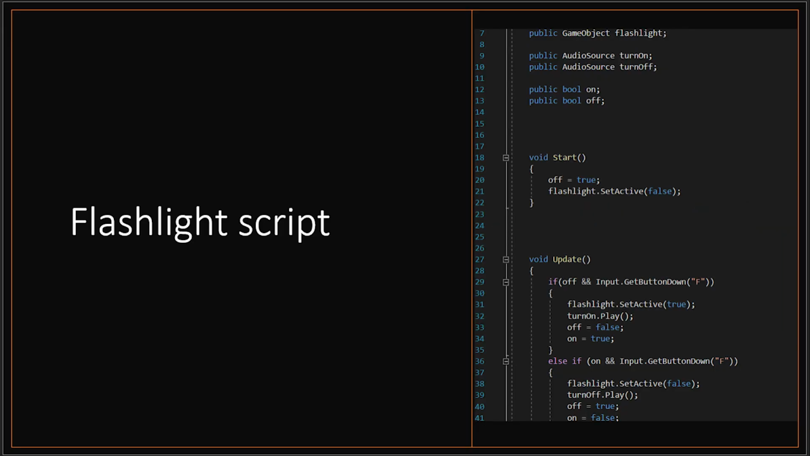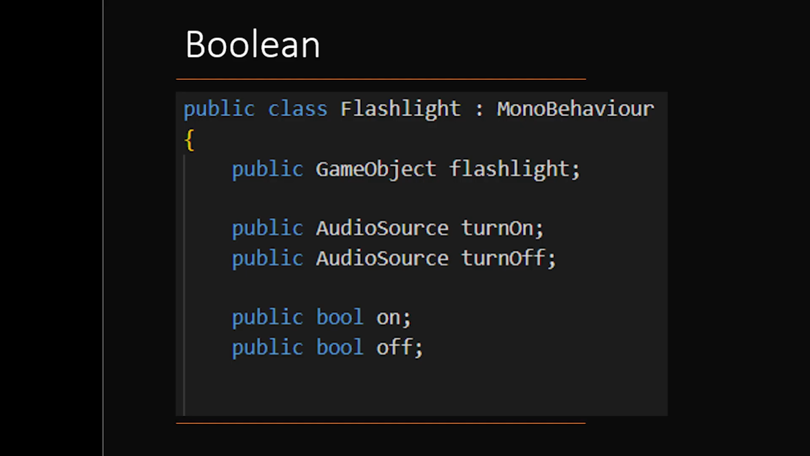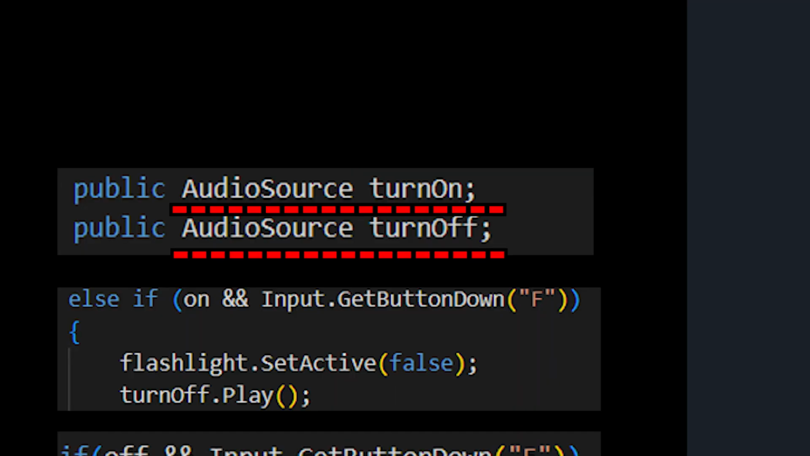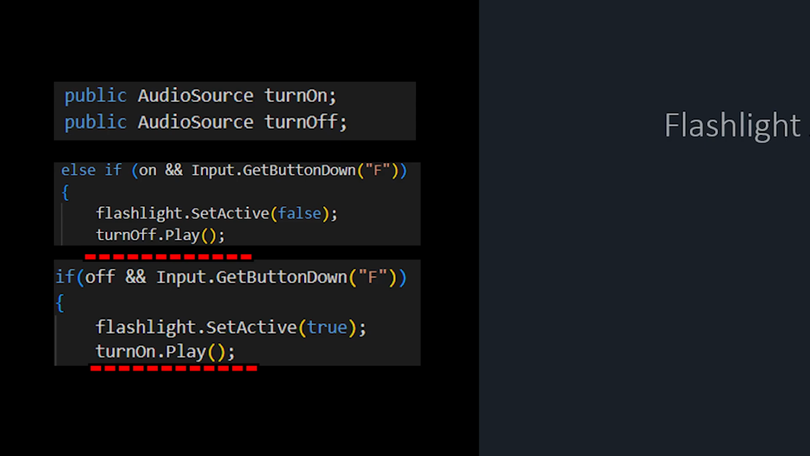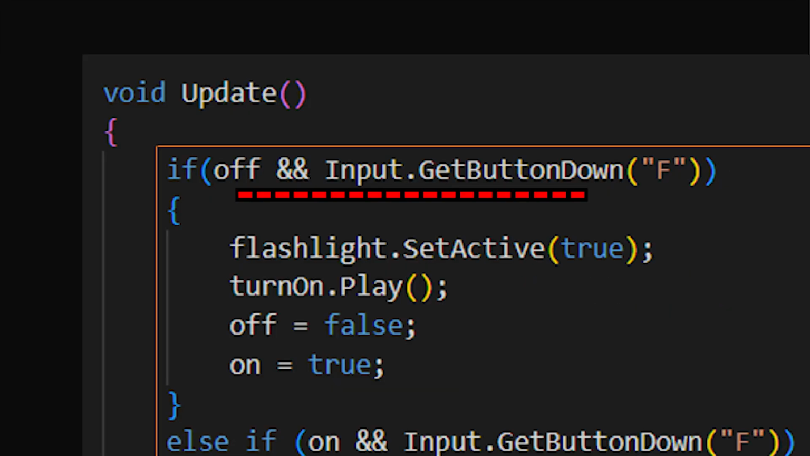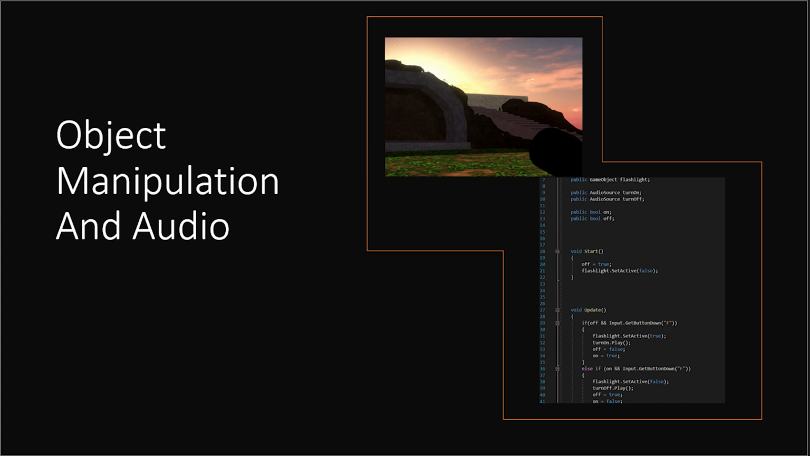This is the flashlight script that I use. The script uses a boolean variable to track whether the flashlight is on or off, and the setActive method to activate or deactivate the flashlight object. My script also includes two audio sources that play sounds when the flashlight is turned on or off, which is achieved using the play method. The update method checks for user input and toggles the flashlight object and audio sources accordingly. Overall, the script demonstrates basic object manipulation and the use of audio in a game.